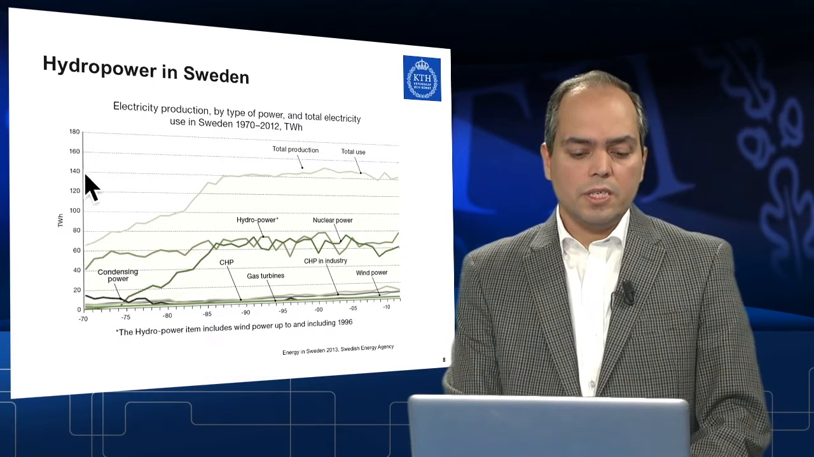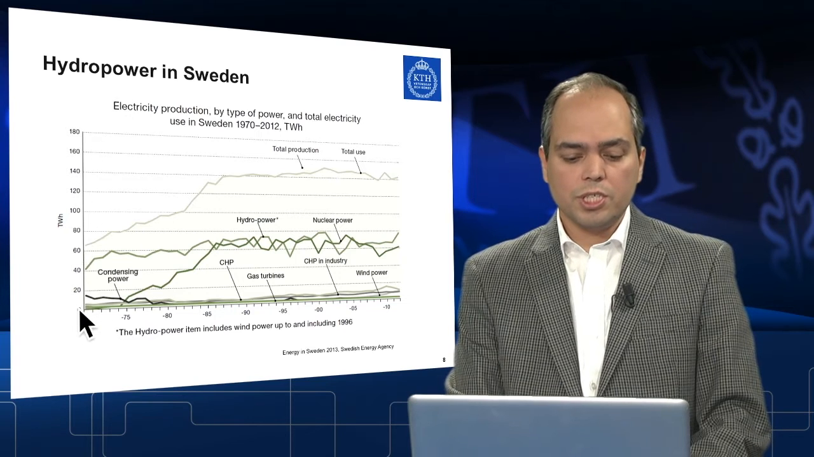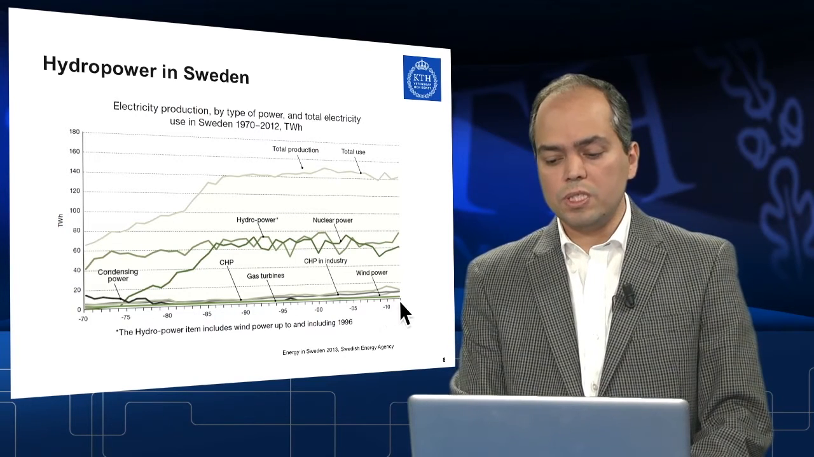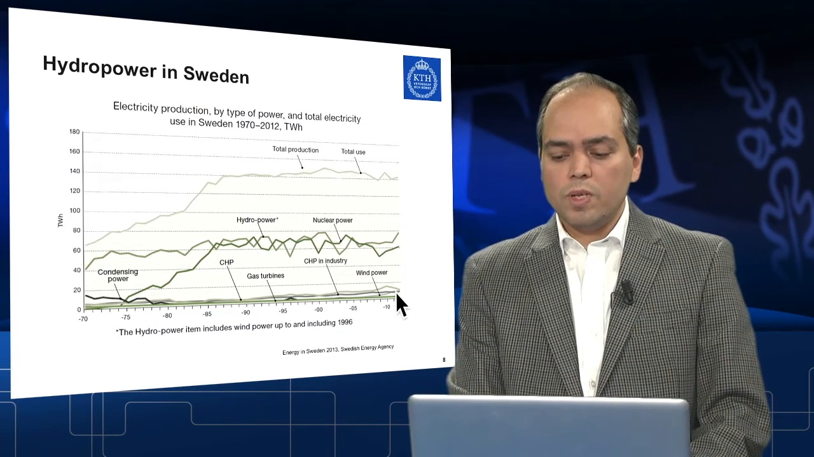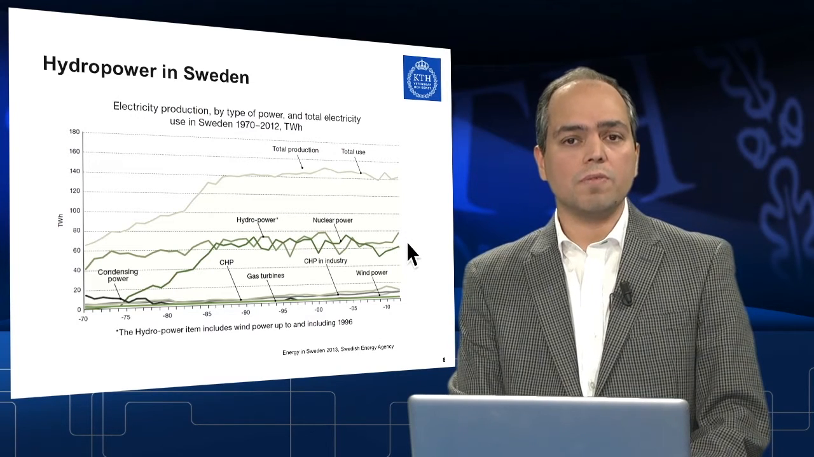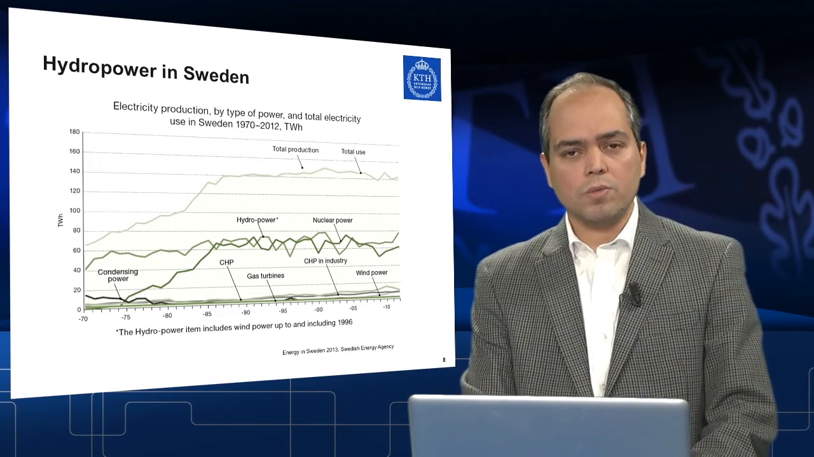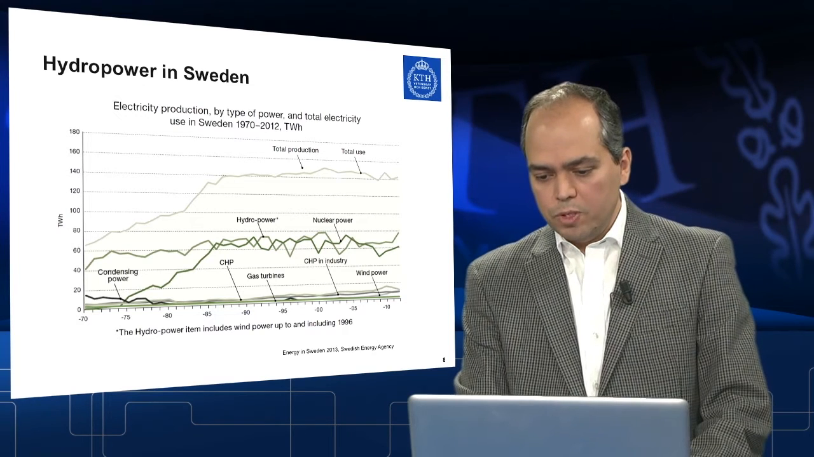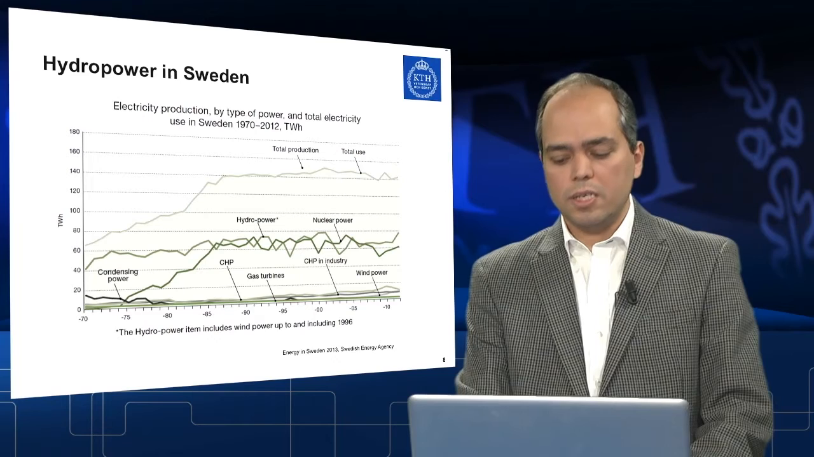This graph shows the trends of terawatt-hour production over the past decades in Sweden. If we look at 2012, hydropower accounted for more or less 48% of electricity production, and nuclear power was around 38%. And if we look at wind, then wind power accounted for around 40% of the total electricity production in Sweden.